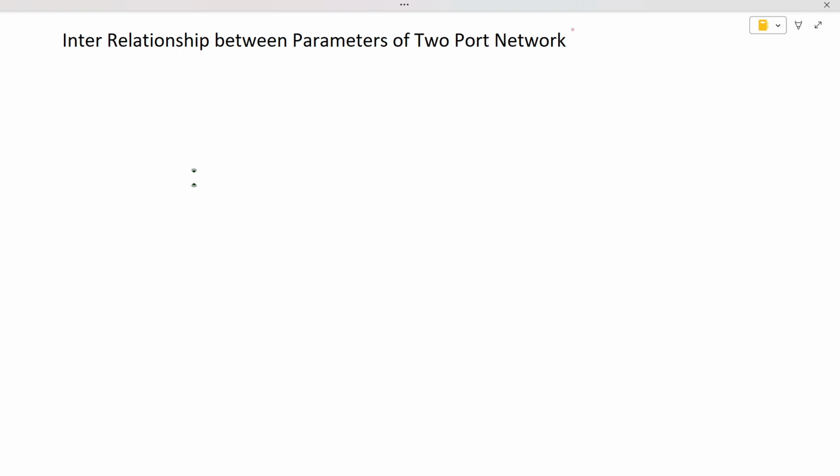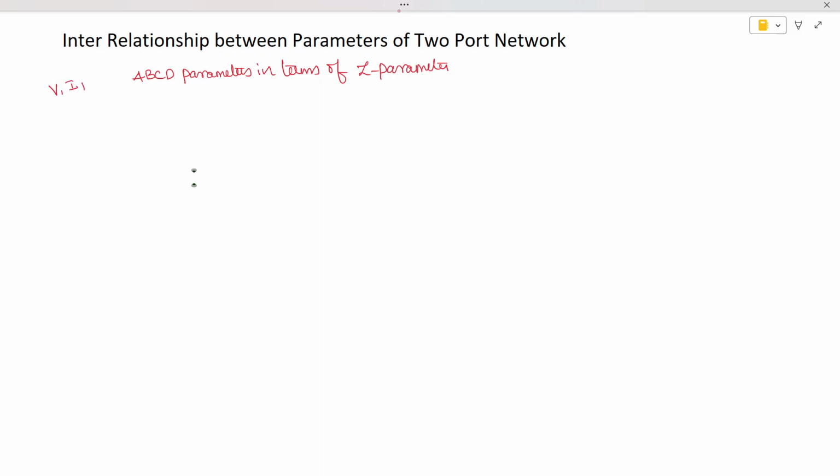Welcome back to interrelations between parameters of a two-port network. Now we are going to find out ABCD parameters in terms of Z parameters. So we have to express ABCD in terms of Z parameters. Before going, first write down what the ABCD parameters are.